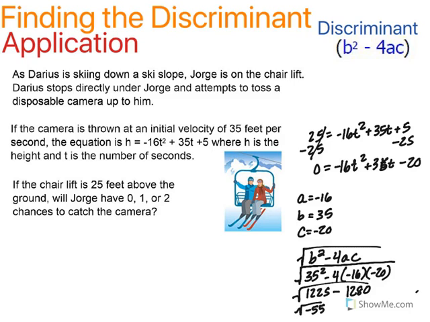So that tells me that my discriminant is negative 55, which means that there would be no solutions to this problem. So if Jorge were to toss up the camera, or were to try to catch the camera, he would have no chance of catching that camera because it would never reach him. This is how we find the discriminant, and this is how we apply it to real-world situations.